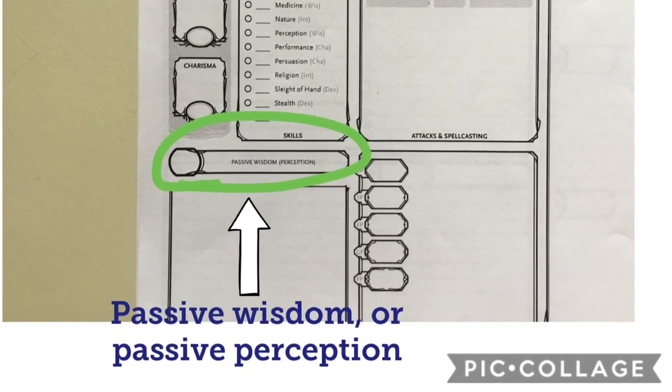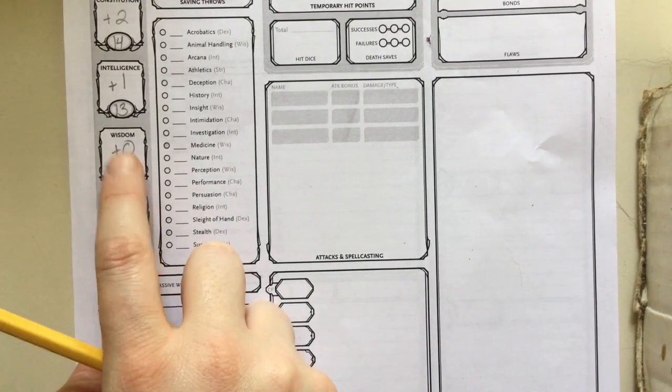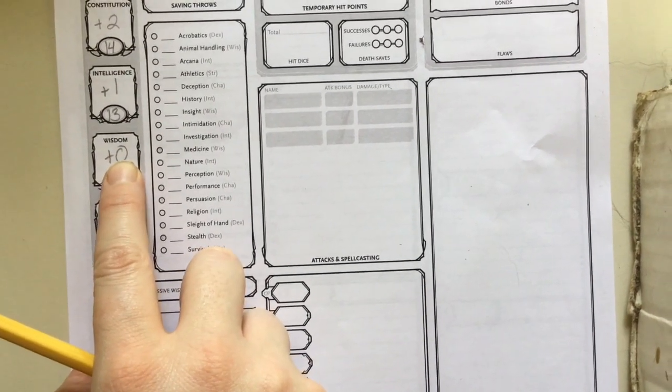Finally, we need to calculate your character's passive wisdom. This is quite simple. We take 10 and add our wisdom modifier. This is your passive wisdom.